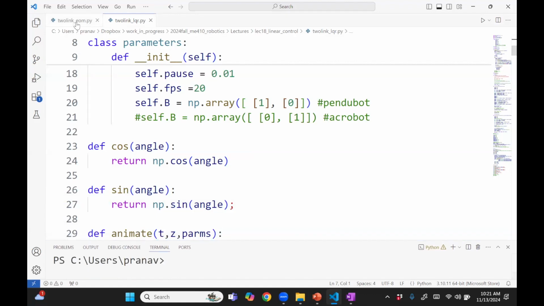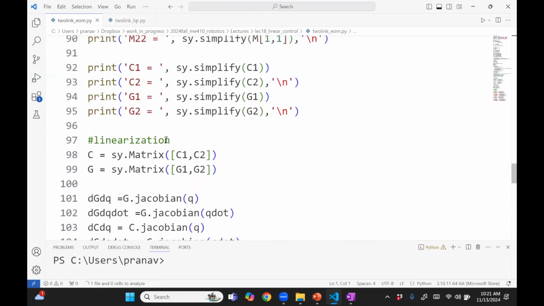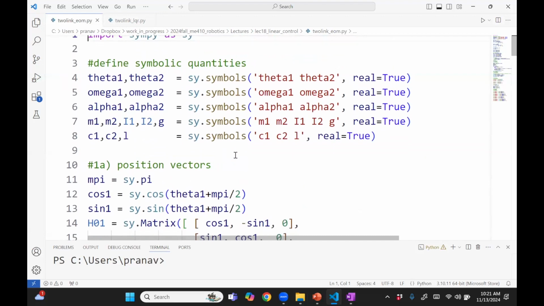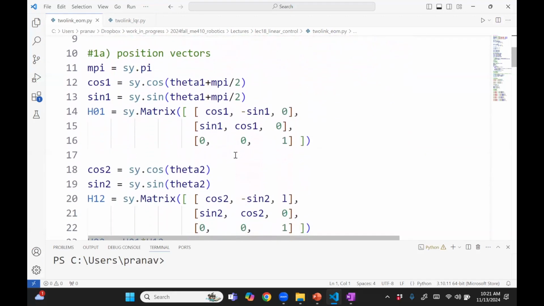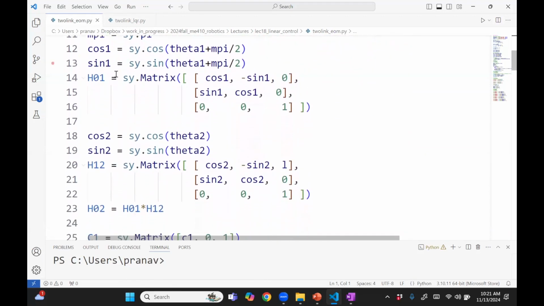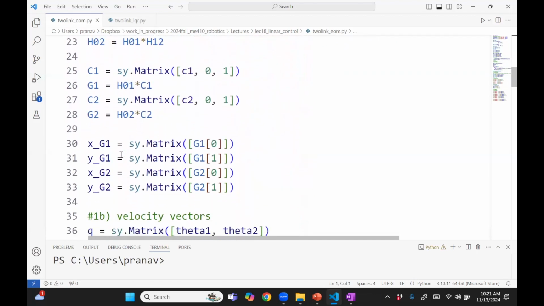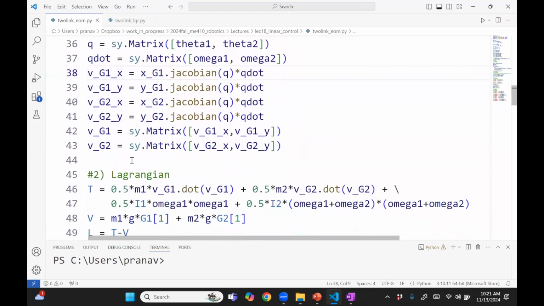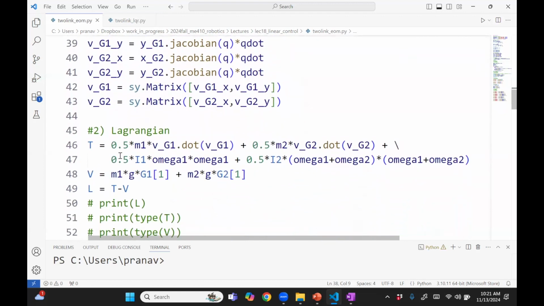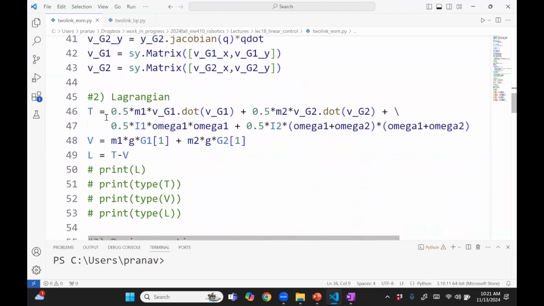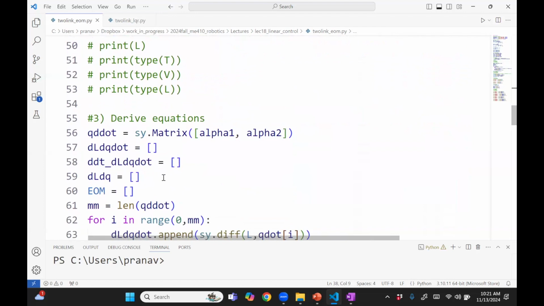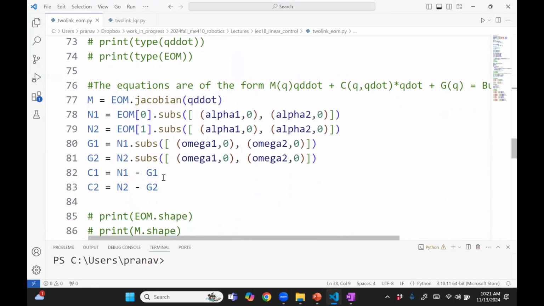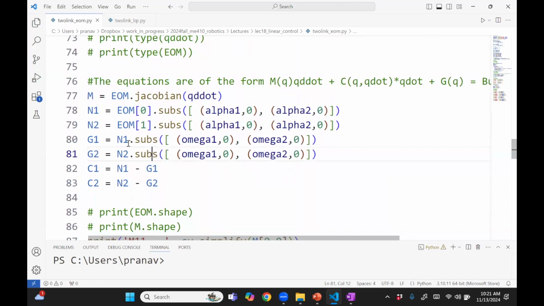Okay, the first step is to derive the equations, and this is not new. We have derived the equations for a double pendulum for some time now. This basically uses the homogeneous matrix to figure out, first of all, the positions and velocities. That is, I'm using the Lagrangian. So L is T minus V. I got the Lagrangian, and I derived the equations using the Euler-Lagrange equations. I got the equations. That's the first step that we have done.